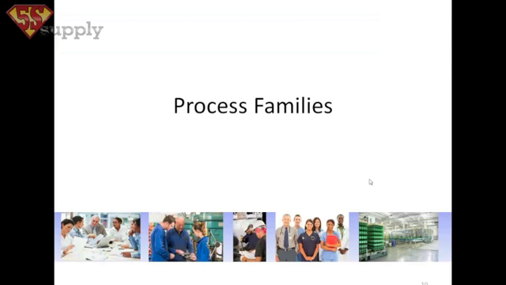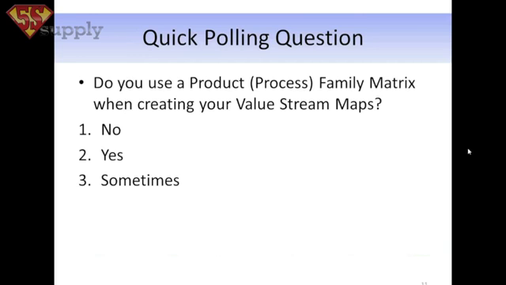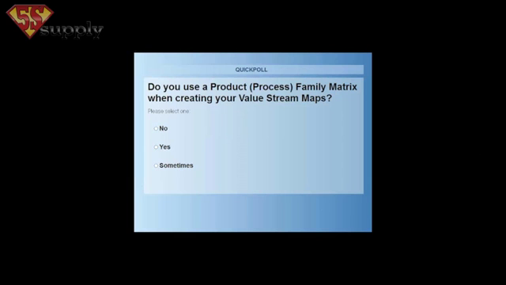The first thing I want to talk about is a little bit about process families. I have another polling question for you here. Do you use product families or a process family matrix when you create your value stream maps? I just wanted to find out: no, never done them or don't really use that as part of our tools; yes, we do use them; or sometimes.